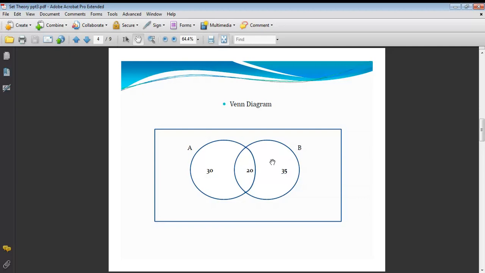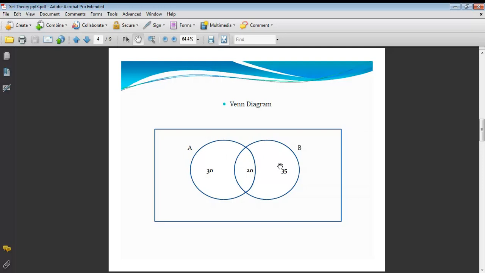The third part was to write down the number of students which are included in only one list. So in list A, 10 students are there. In list B, 15 are there. Add both the terms, list A and list B. So there will be a total of 25 students which are included in only one list.